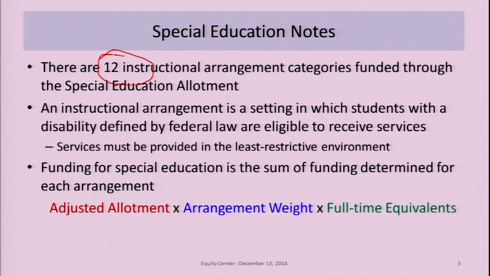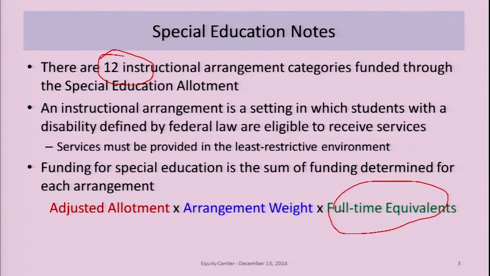Now, the special ed allotment is the sum of all of the little allotments you get for each one of these arrangements. And so you'll have the same general formula. You have your adjusted allotment. You'll have the weight for that arrangement, which isn't the same like Comp Ed had that one weight of 0.2, bilingual had 0.1. Well, here you have 12 different arrangements. And then you multiply by not ADA, but full-time equivalents.